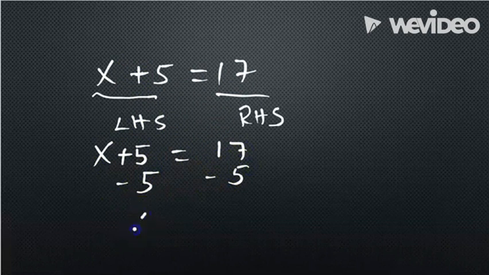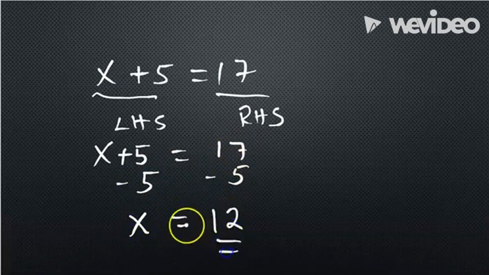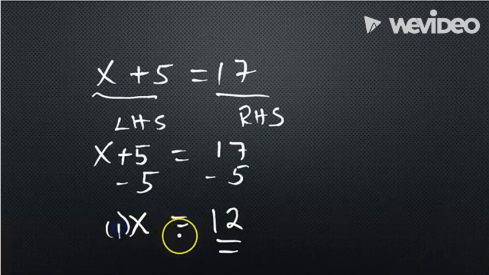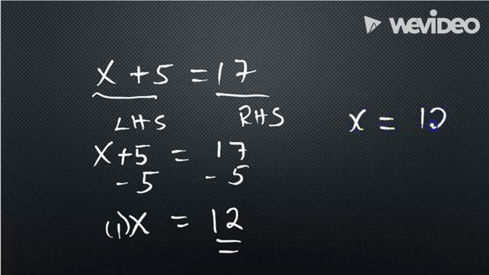Okay, therefore I will only have x on the left hand side, and on the right hand side I will only have 12. Since the coefficient of x is 1 in this case, if you divide both sides of the equation by 1, that doesn't change anything. Therefore x is equal to 12.